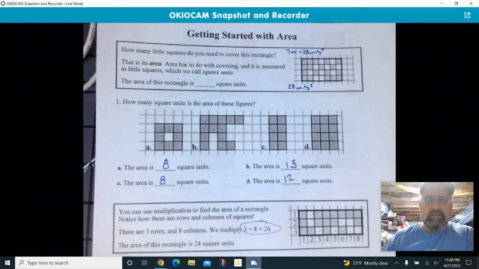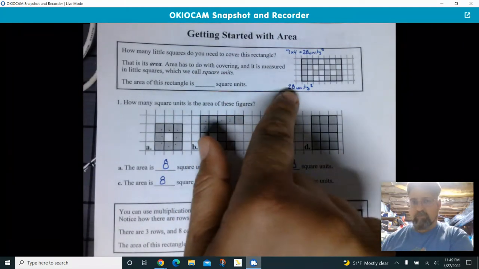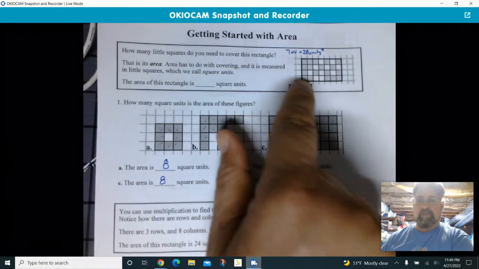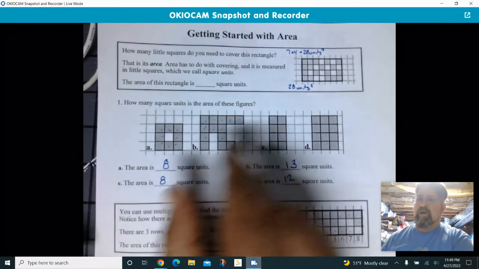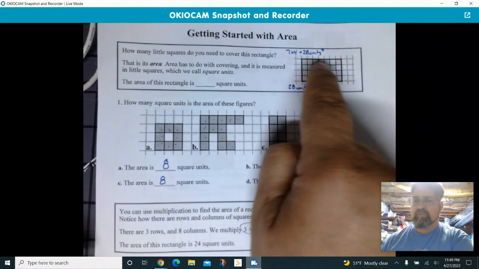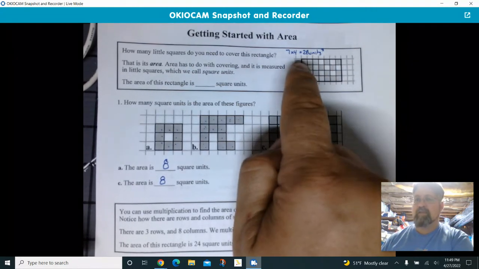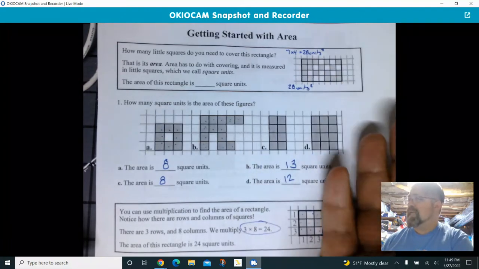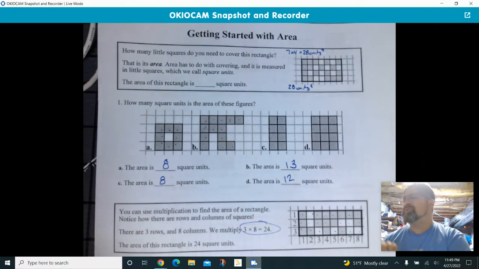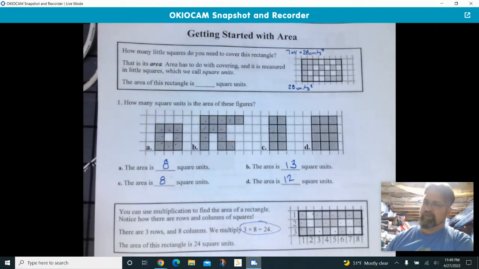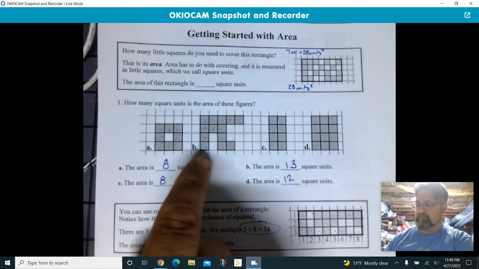Let's look at this. This is what we did yesterday, right? Getting started with area. So you can either count up all the dots in the middle. That could take a while. Or you could do the multiplication: 7 by 4. 7 times 4 is 28. And when you count all those up, you find you get 28 blocks in there. 28 units, 28 units squared. There we go.